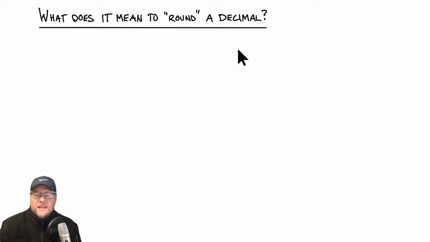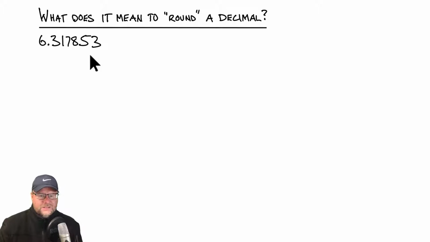Hey, let's take a few minutes and talk about what it means to round a decimal. If you're asked to round off a decimal, what does that look like and why would we do it? Well, here's a decimal. It's kind of big. It's 6.317853. It's got a lot of numbers in it and it's awkward to use. So we are going to chop it down to something that's very close but a lot easier to use.